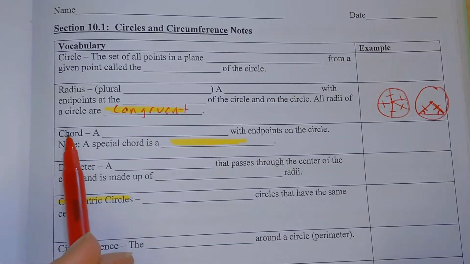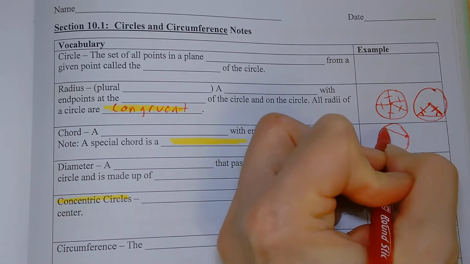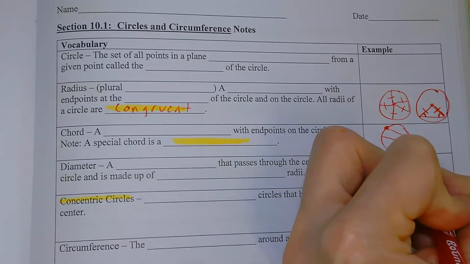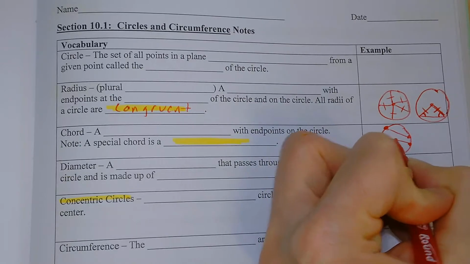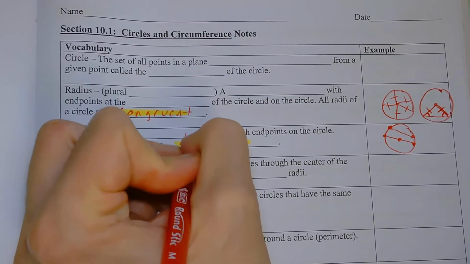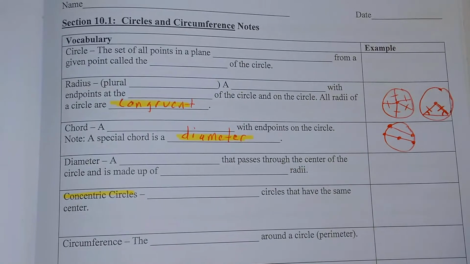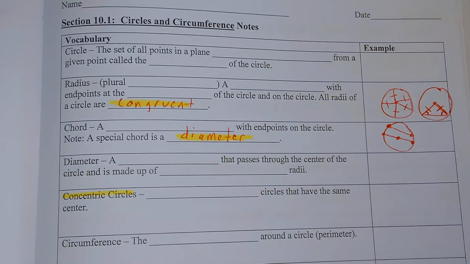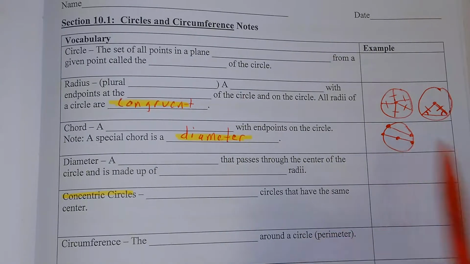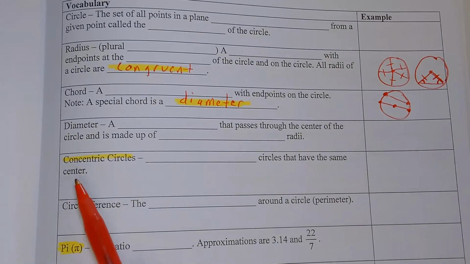All right, then you should have filled in a chord. And just to review, a chord is just a segment that has endpoints on the circle. But a chord could be special in the sense that a chord could actually pass through the center of the circle. And if it does that, it's called a diameter. So a diameter is like a special type of chord that actually goes through the center. It's the only time that it does that. And by the way, that is the longest chord of the circle. So if it ever asked you for the longest chord, the diameter would be the longest one in the whole circle.